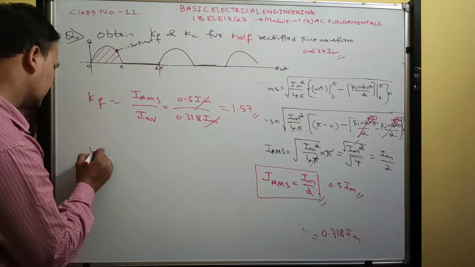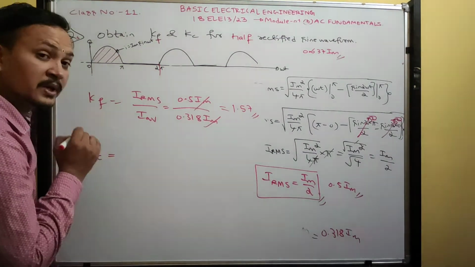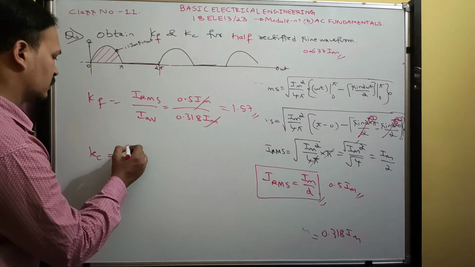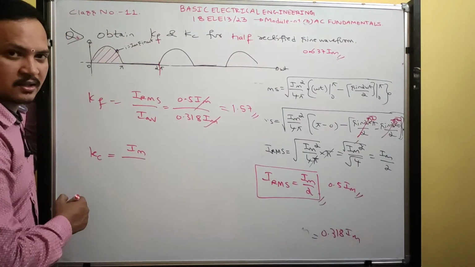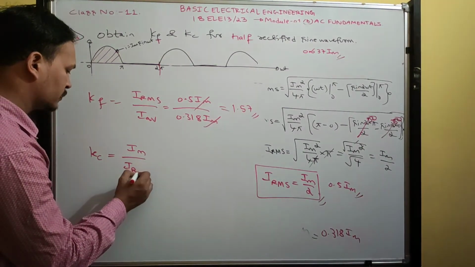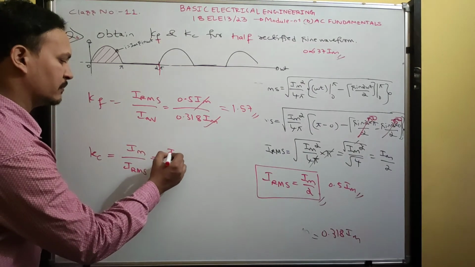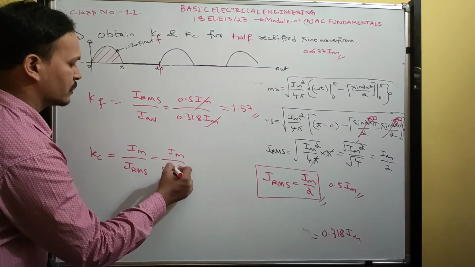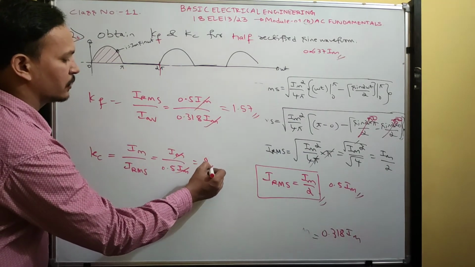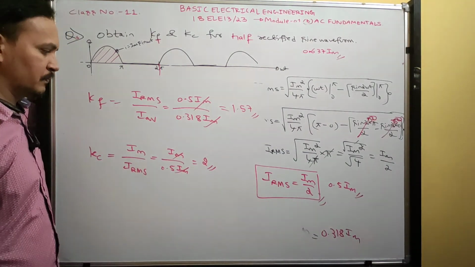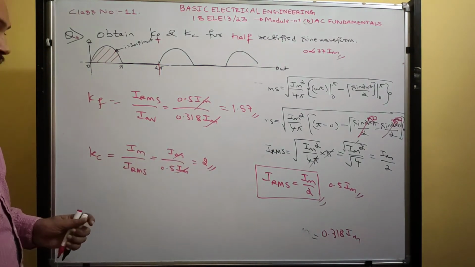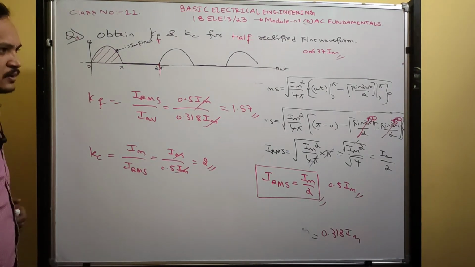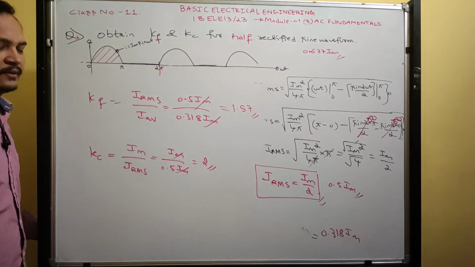1.57. What is the form factor of a half rectified waveform? 1.57. Next, crest factor, or peak factor, or amplitude factor, all are the same. What is the definition of crest factor? Maximum by RMS. What is the maximum? Im only. What is RMS? 0.5 times of Im. What is 1 by 0.5? 2. So the crest factor of a half rectified waveform is 2. So pause the video and then copy down.